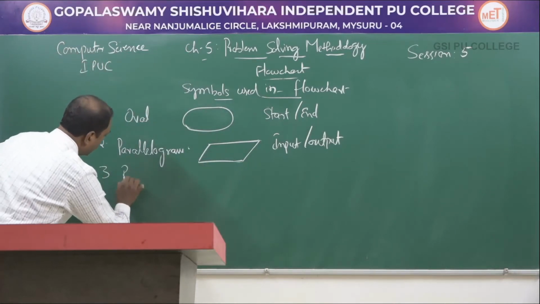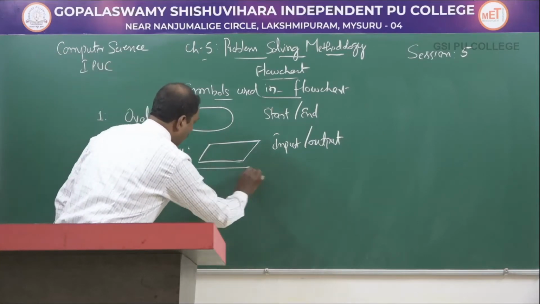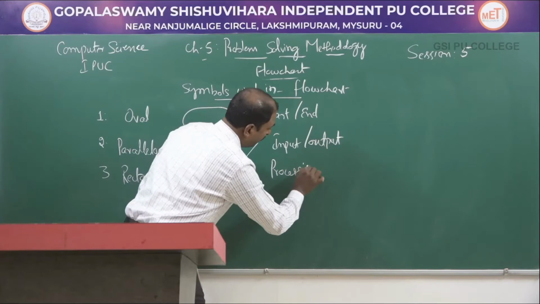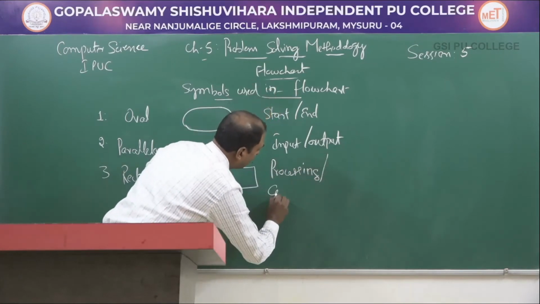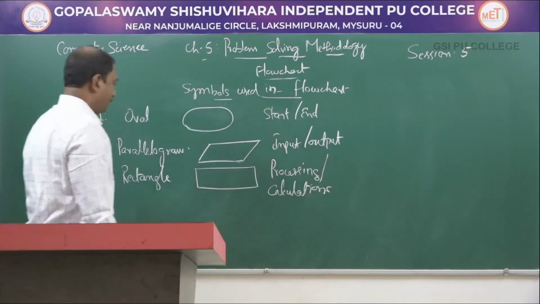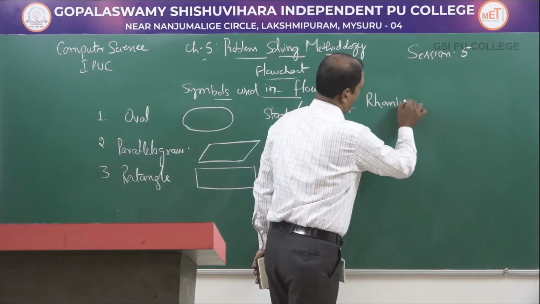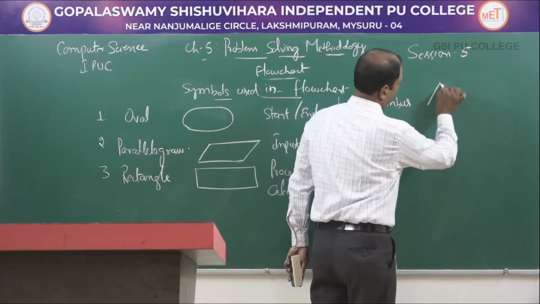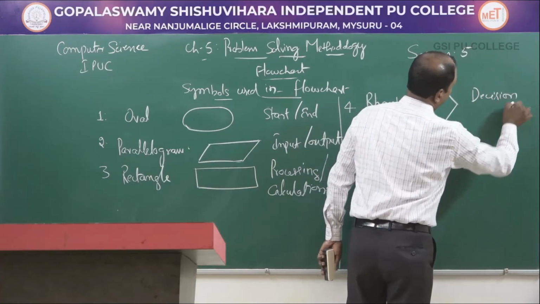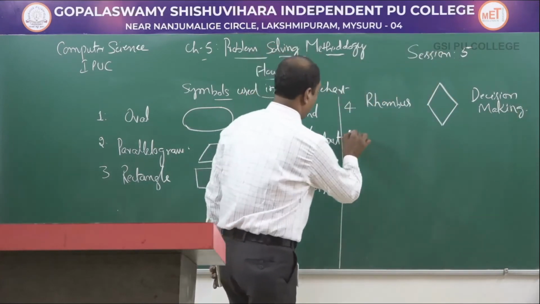Next one is rectangle. This is for processing or calculations. Fourth one, rhombus. This is used for decision making.